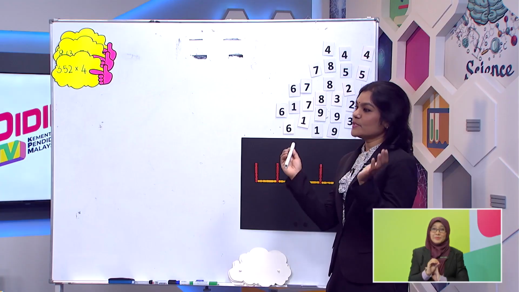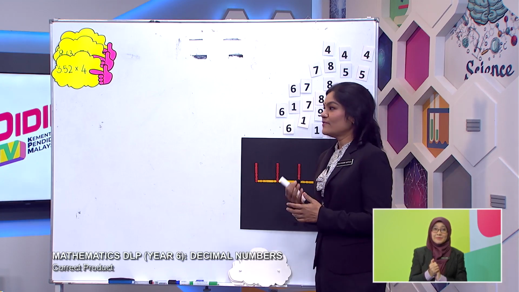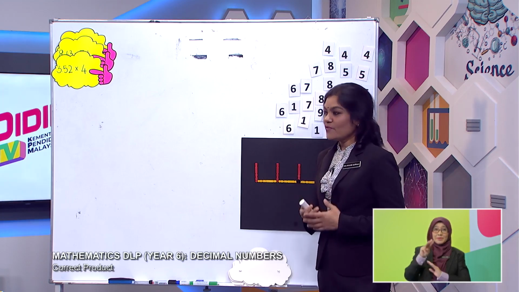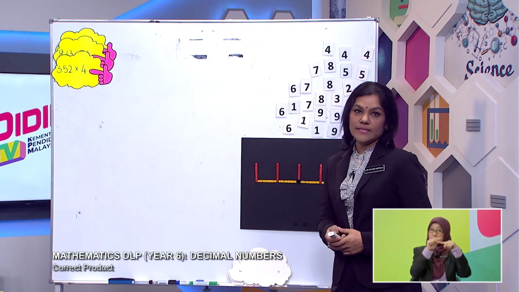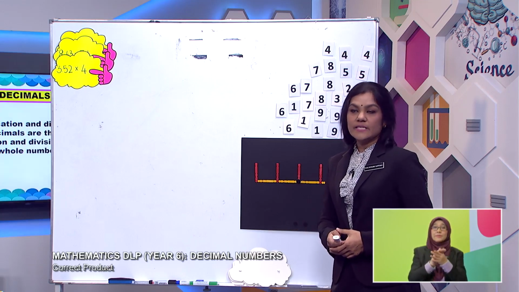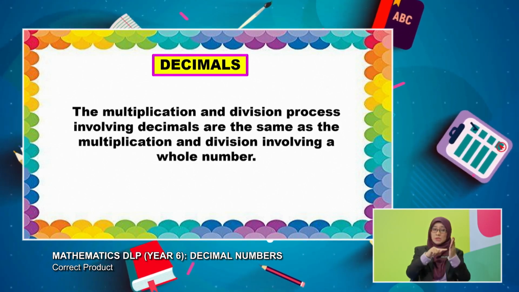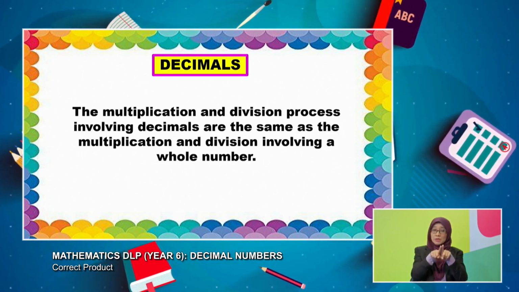Before that, I would like to say that today's lesson is going to be contextual. Students out there, you have to concentrate more. Focus. As I said, today's objective is multiplication and division of decimal numbers. Multiplication and division involving decimals are the same as multiplication and division involving whole numbers.